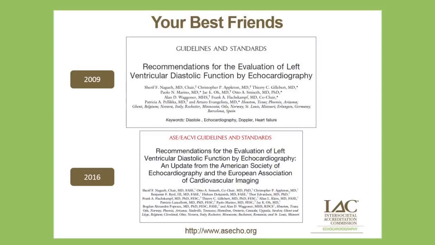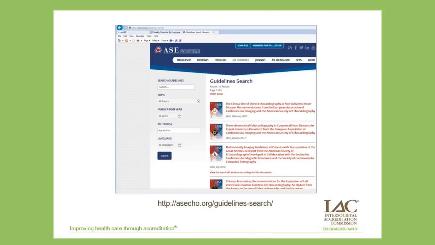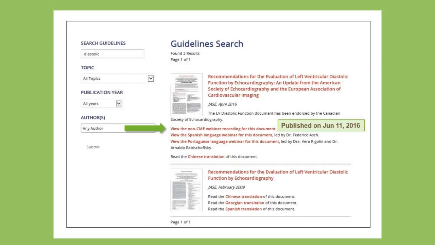In 2009, we had the original recommendations for the evaluation of left ventricular diastolic function by echo, and then in 2016, we had an update from the ASE and the European Association of Cardiovascular Imaging. Both documents are very, very helpful. In particular, the 2016 document comes with some bonuses. If you go to the ASE website and look under guidelines and the guidelines search, you can search for diastolic, and that will bring up this document.